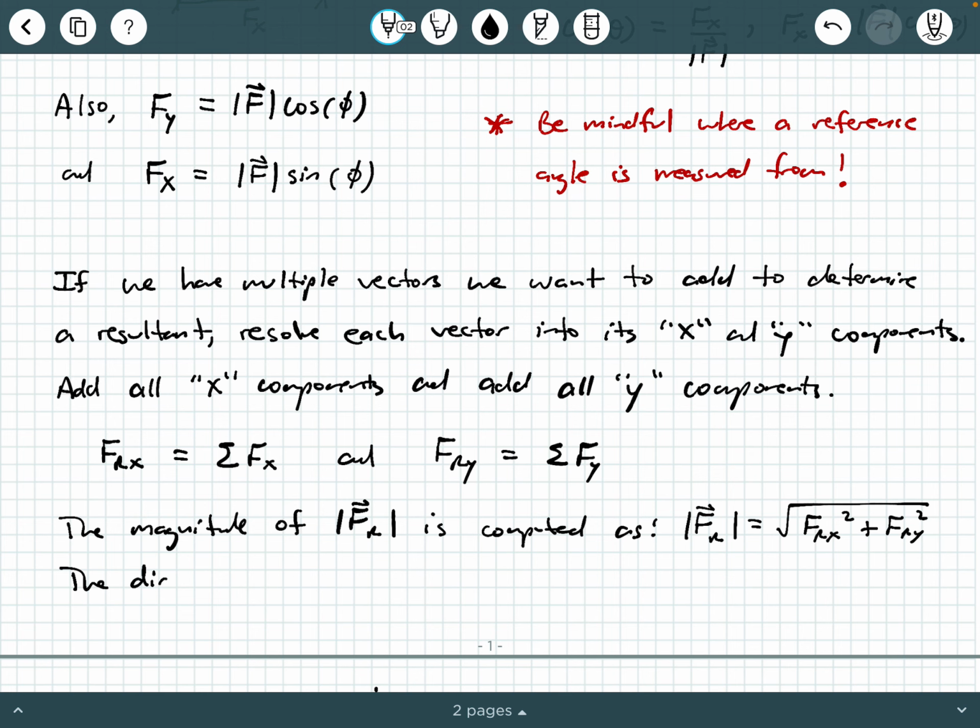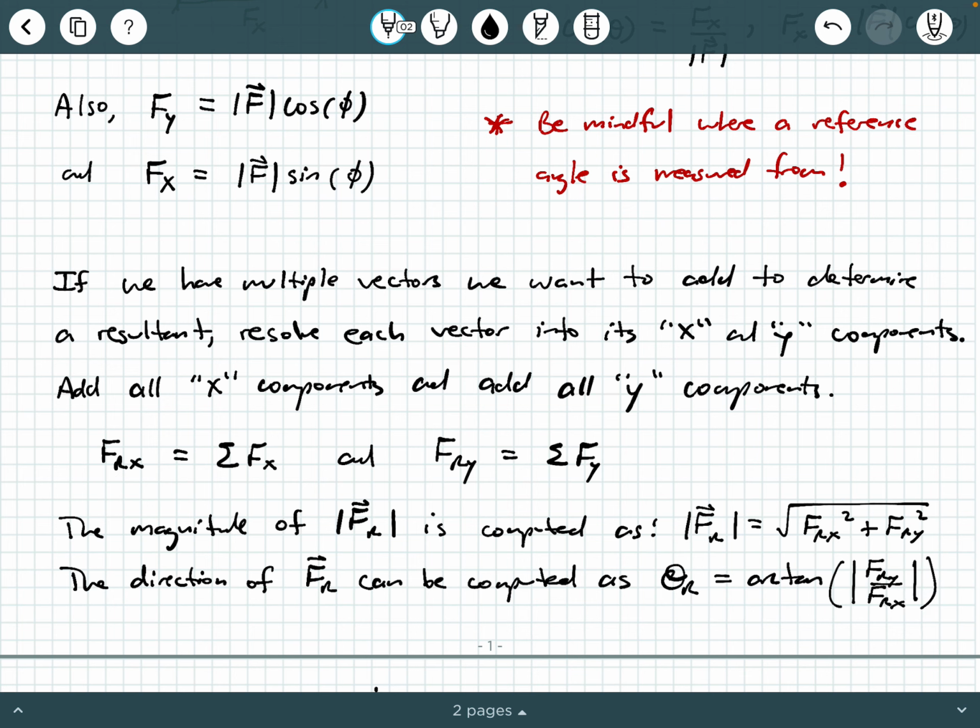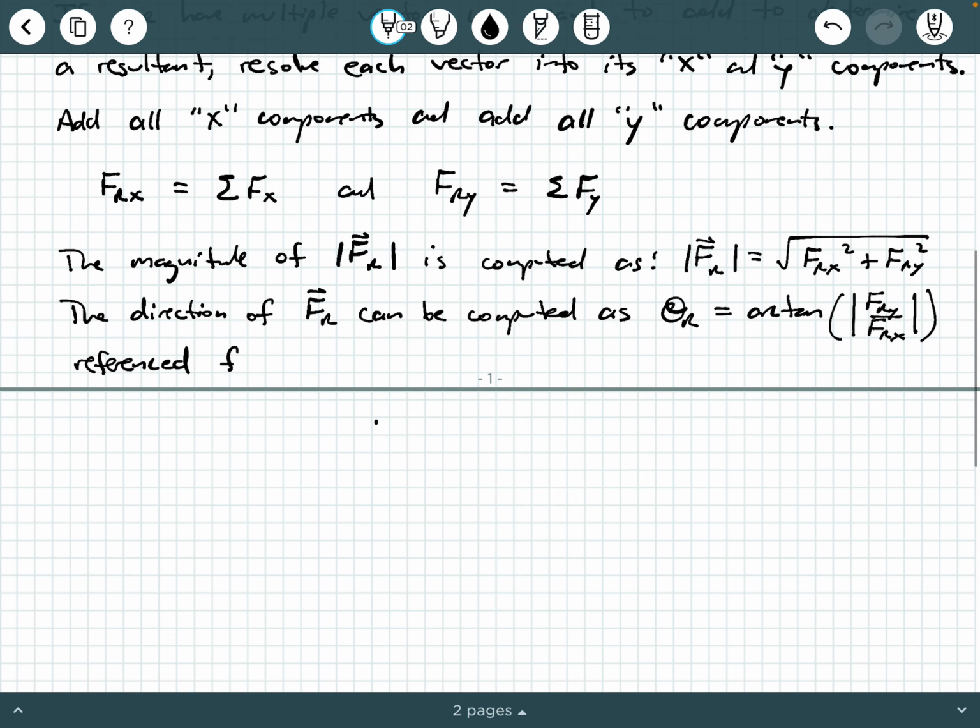We're going to say the direction of F sub R can be computed as theta sub R equals the arc tangent of the absolute value of FRy over FRx, referenced from a horizontal or x axis. Okay, now when we get to some examples, we're going to explore this in a little bit more detail and show some different variations of how we can handle this. Okay, but that's it in a nutshell.